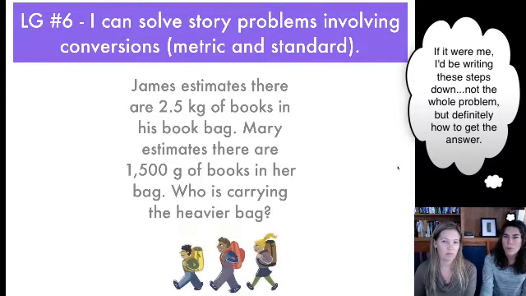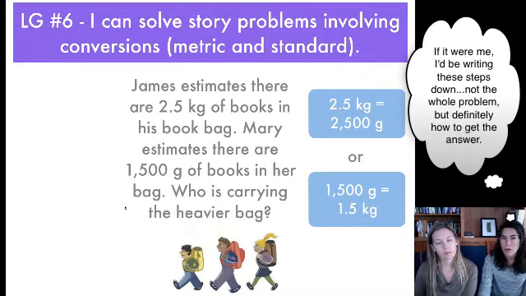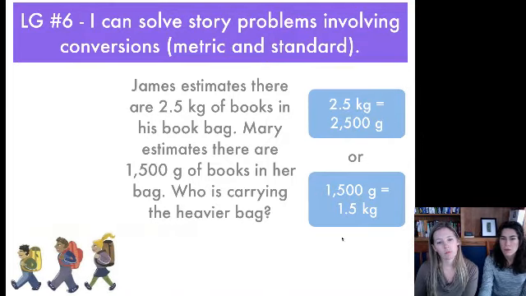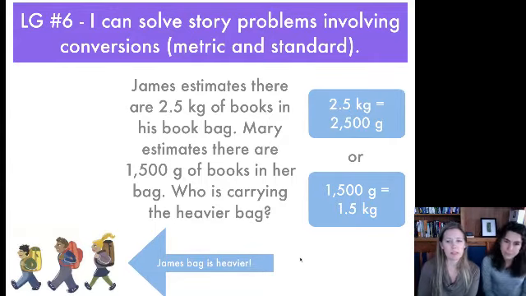First of all, I can think to myself, okay, 2.5 kilograms equals 2,500 grams, or you can think about how 1,500 grams is equal to 1.5 kilograms. So either way, if I want to just focus on grams, then I'm going to notice that James has the heavier bag. Or I can just focus on kilograms. Same thing though, once you convert, I know that James has the heavier bag. It's just a matter of seeing which one is bigger, and that's pretty easy.